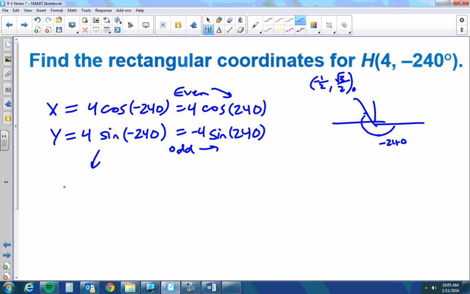Or you can do coterminal angles. What's coterminal to negative 240? So if you prefer, re-express it as cosine of 120 and sine of 120, using coterminal angles.